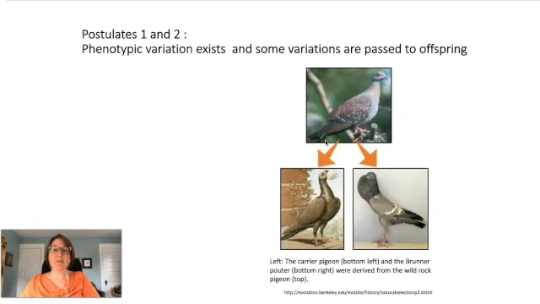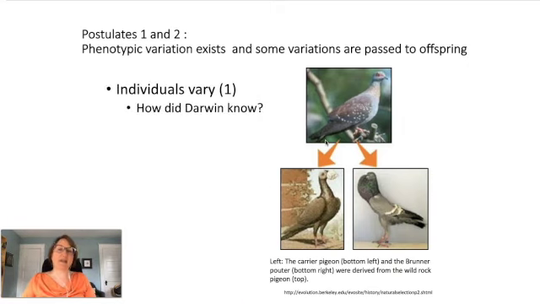Going through the postulates a little bit more, I wanted to start with postulates 1 and 2. First, phenotypic variation exists, or individuals vary in their phenotypes. How do we know this? Well, Darwin knew it because he was a great hobbyist. He loved pigeons, he loved orchids, he loved barnacles of all things, and he studied variation in all of its many forms. He knew that as soon as you start looking at a population, you see variations in all different kinds of traits: size, color, feather shape, patterns, behavior, all sorts of different phenotypes vary.